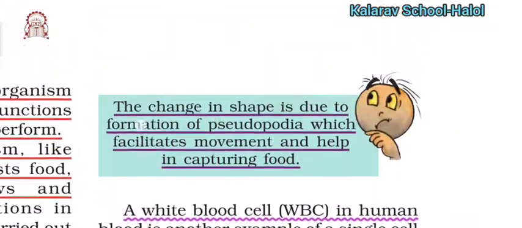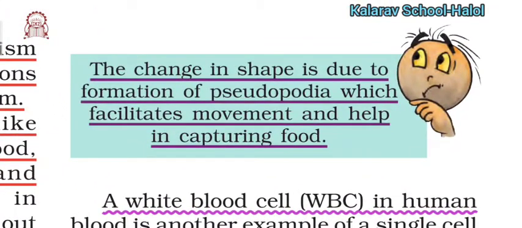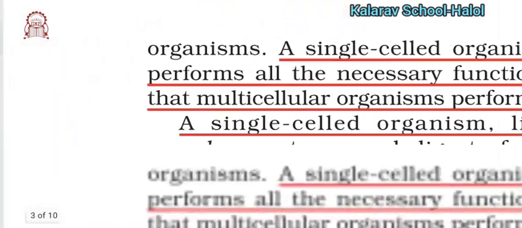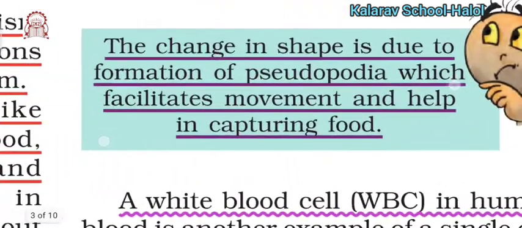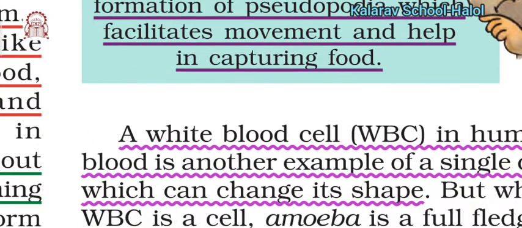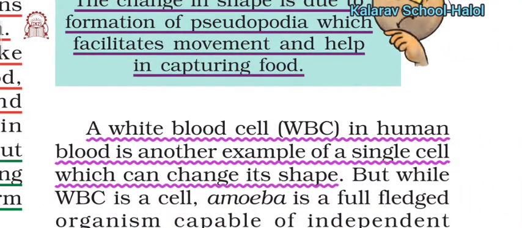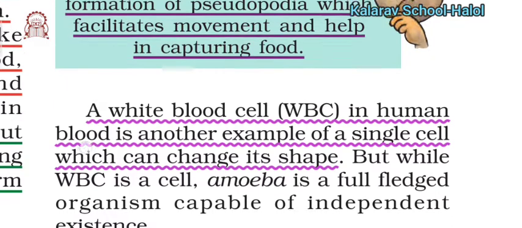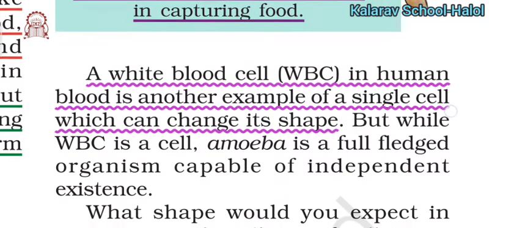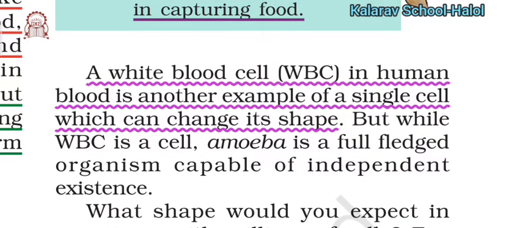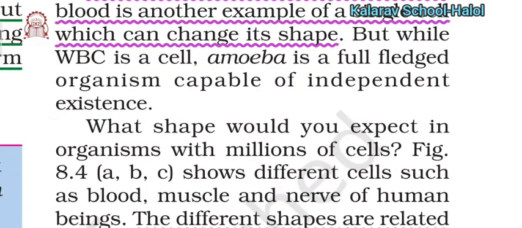In other cells, the change in shape is due to the formation of pseudopodia, which facilitates movement and helps in capturing food. What does it mean? The amoeba is an organism which changes its shape due to capturing of food, egestion of food, and movement of the body. Here WBC, the white blood cells in a human body, can also change their shape. But amoeba is a full-fledged organism having independent existence.